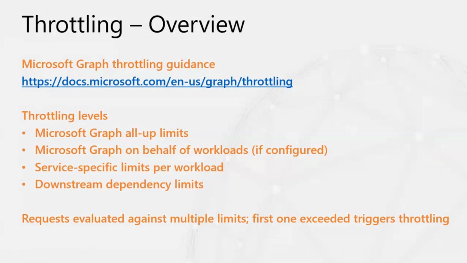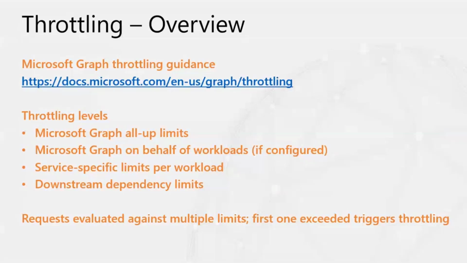Now, at a very high level, you may have seen this previously. We have our documentation for Microsoft Graph throttling. We got the link up here on the top of the page. What's important to know about throttling for Microsoft Graph is that we have a number of different throttling levels. If you look at the very top, we're going to have some kind of graph all-up limits. So this is just going to be independent of any of the specific workloads you might be calling. There are some things that apply to Microsoft Graph as a whole.